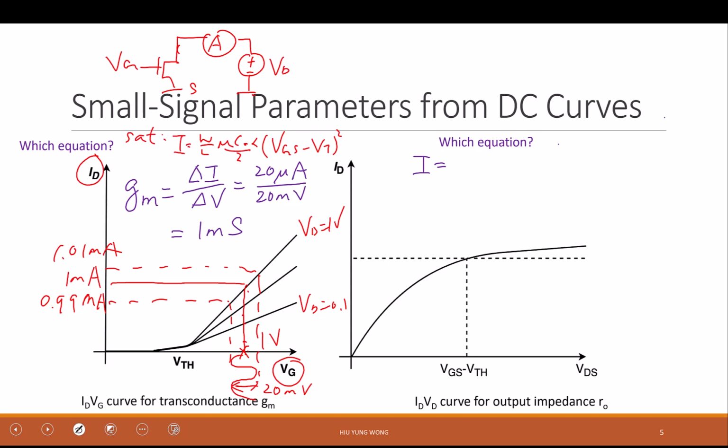Similarly, when we were dealing with the output, we also care about the output resistance. For example, to describe this curve, which is ID versus VDS, it's telling us how the drain current will change when I change the VDS, right? And we know that this region is the linear region or triode region. This is the saturation region. Because after this point, I have VDS larger than VGS minus VT.